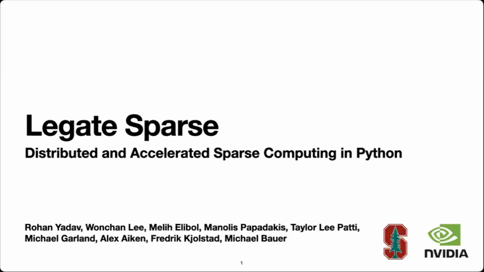In his presentation, Legate Sparse, Distributed and Accelerated Sparse Computing in Python, he will introduce Legate Sparse, a system that transparently distributes sparse matrix-based scipy programs across clusters of CPUs and GPUs. He'll discuss the design of Legate Sparse and show its performance on up to 192 GPUs of the Summit supercomputer.